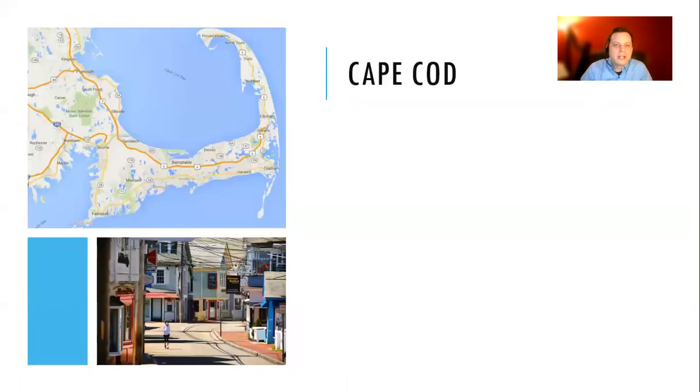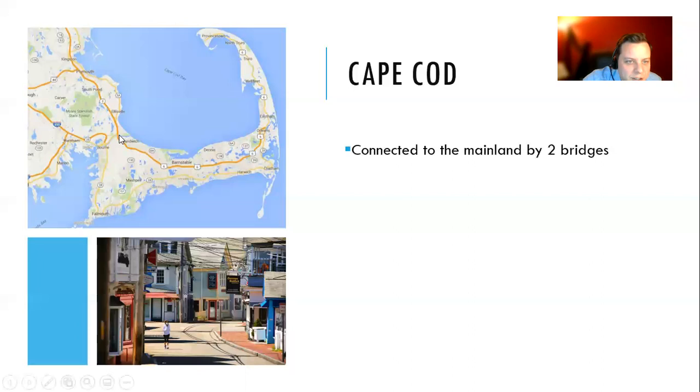Okay, now let's go to the angry peninsula, the one that looks like it's trying to fight somebody. That is called Cape Cod, and Cape Cod is the whole peninsula, the whole part of it. It's actually connected to the mainland by two bridges, and you can see one here, otherwise it's separated by water.